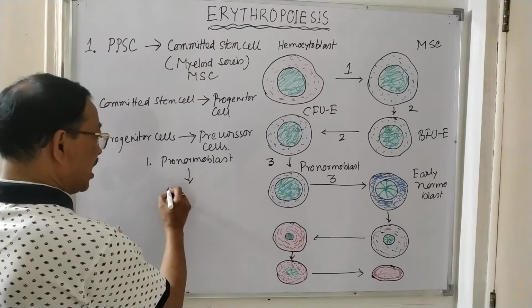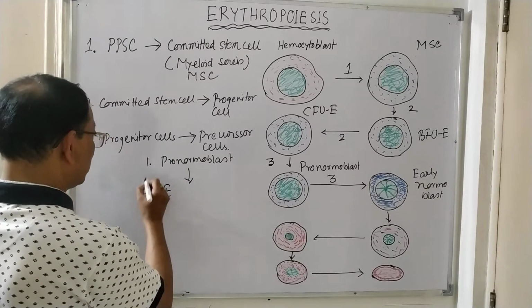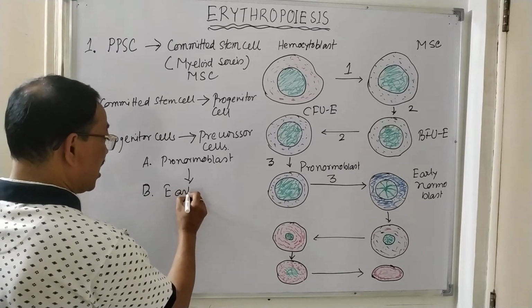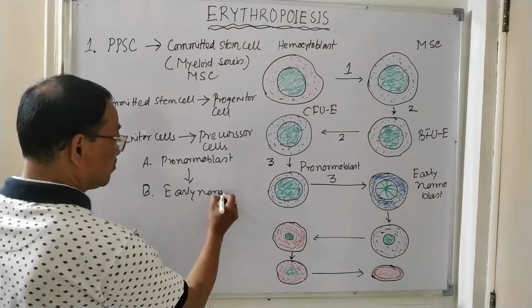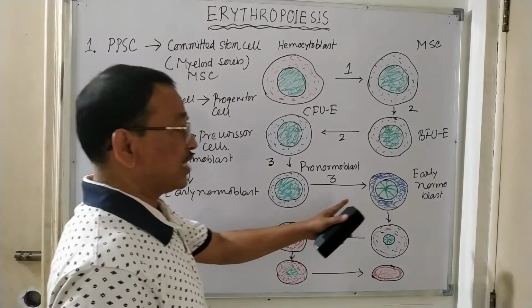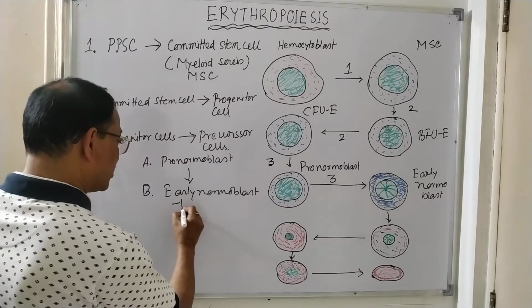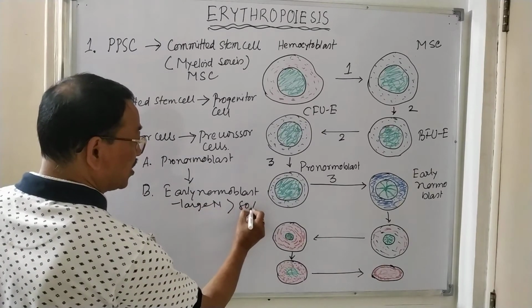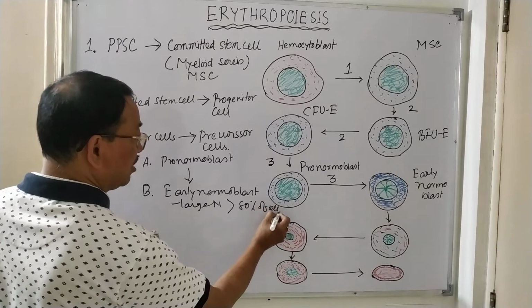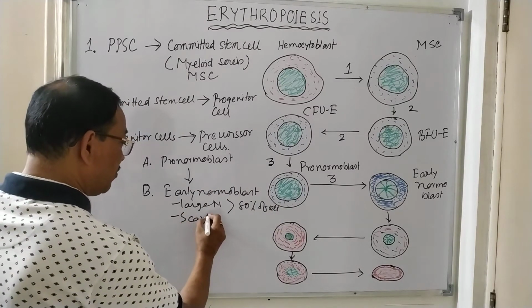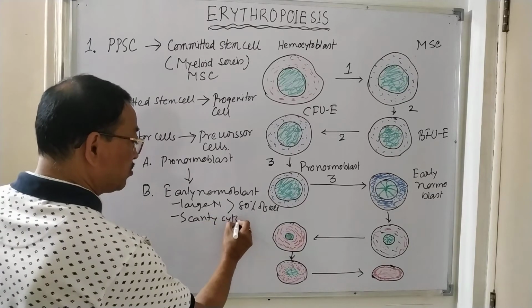Second one is the early normoblast. So this is A, this is B. Second is the early normoblast. As I told, early normoblast has a very large nucleus, more than 80% of the cell, and comparatively scanty cytoplasm.